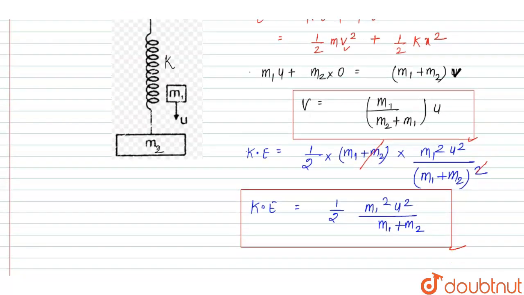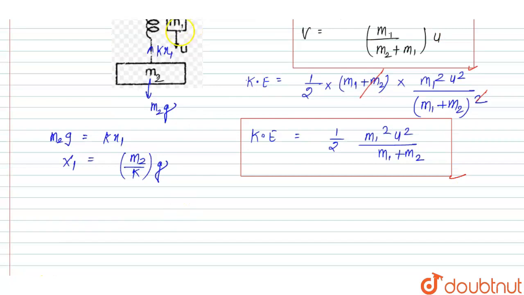Let us consider the initial length is L. Due to m2, the weight m2 into g acts in the downward direction, and the spring force acts in the opposite direction, let us consider it is k into x1. Then for equilibrium, m2 into g is equal to k into x1, that means x1 is equal to m2 by k into g.